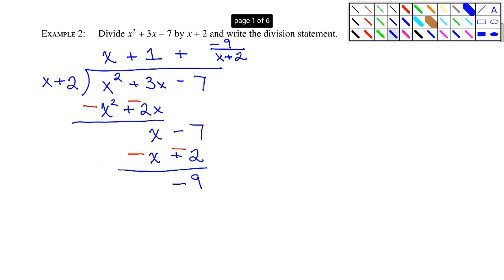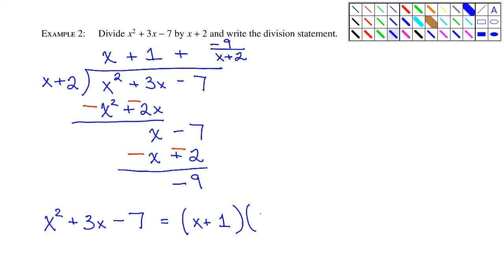Let's write out the division statement. So it would be the dividend, x squared plus 3x minus 7 is equal to the quotient, and I'm just going to use the quotient part that we had originally, x plus 1, times the divisor, x plus 2, and then you should do plus the remainder, but the remainder is negative, so I'm going to write minus 9. That's the division statement, and it shows you what you would get when you divide x squared plus 3x minus 7 by x plus 2, what is the quotient, and then what is the remainder.